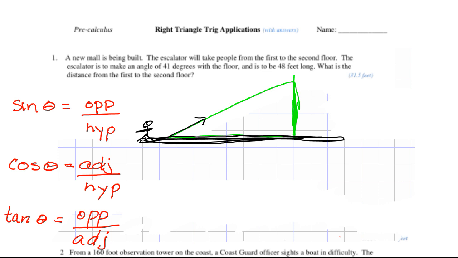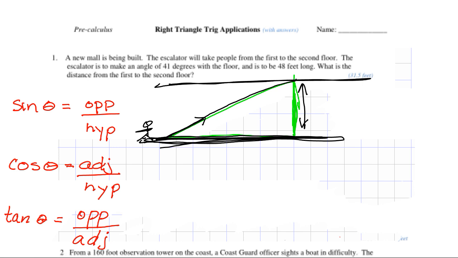If the horizontal side is the ground, then the second floor is up here, and the escalator takes this person from the first floor to the second floor. Therefore, that side of the triangle is what we're looking for, the distance from the first to the second floor. Let's see what we already know.